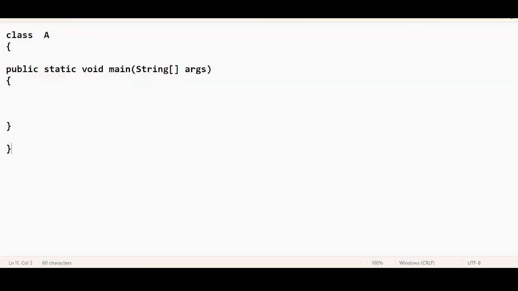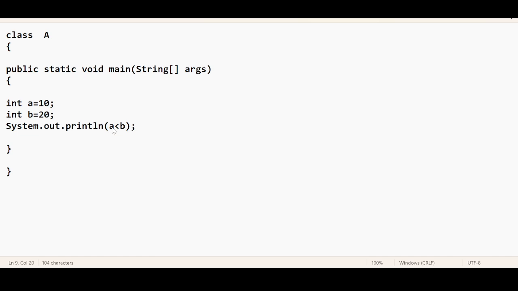Example: let us say integer a equals 10, integer b equals 20. I am assigning the value 10 to the variable a and the value 20 to the variable b. When I say System.out.println, the moment I say a is lesser than 20, I have an option to do the comparison.